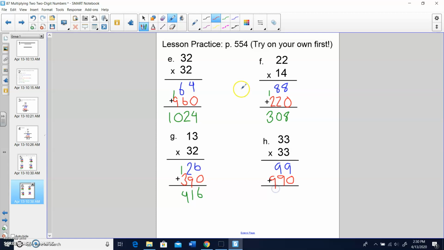Now I can add those two products together. 9 plus 0 is 9. 9 plus 9 is 18. And 1 plus 9 is 10. Okay, so that's how it's done. You can go ahead and do the reteaching for this page and then your lesson homework for this page as well. Good luck.